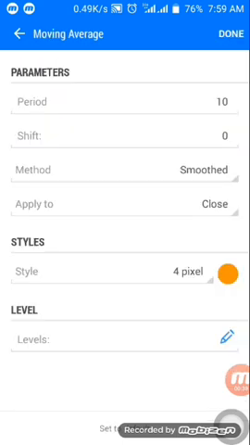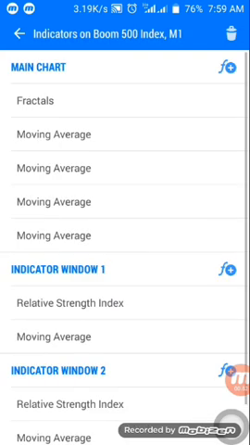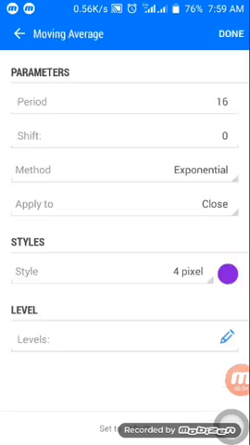The next one here, the period is 10. Shift is 0. The method is smoothed, applied to close, and you choose any pixel and color of your choice. You click on done. The next one here, the period is 16. Shift is 0. Method is exponential. Applied to close. Then you choose any color and pixel of your choice.